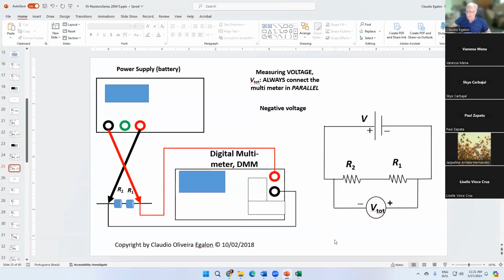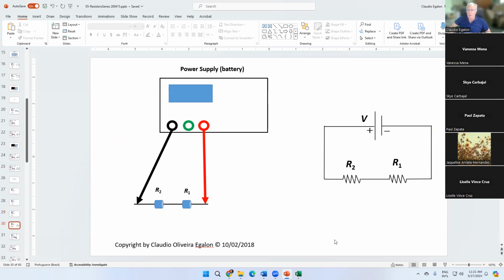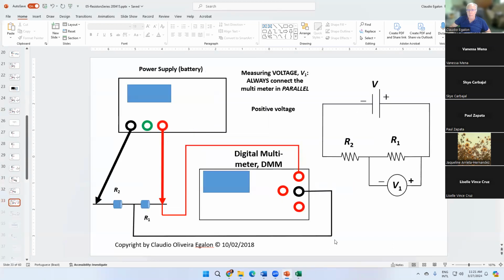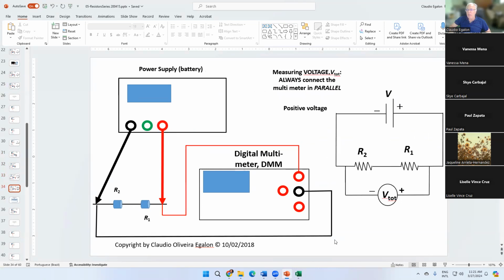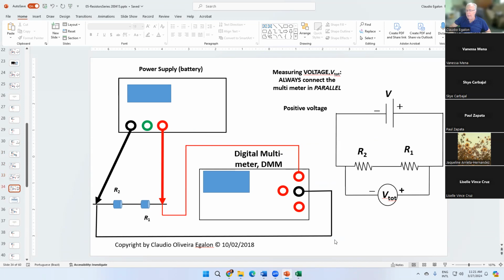Connect R1, connect R2, close the circuit, and put the digital multimeter in parallel with the first resistor only. Okay, compare that with the previous circuit. That was the previous circuit, that's the new circuit now. Measuring the voltage across resistor 1 only.